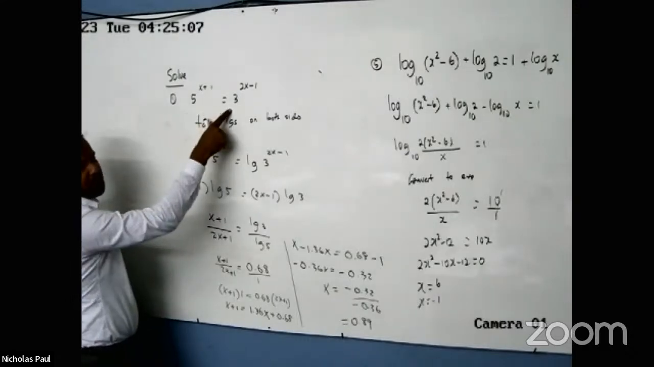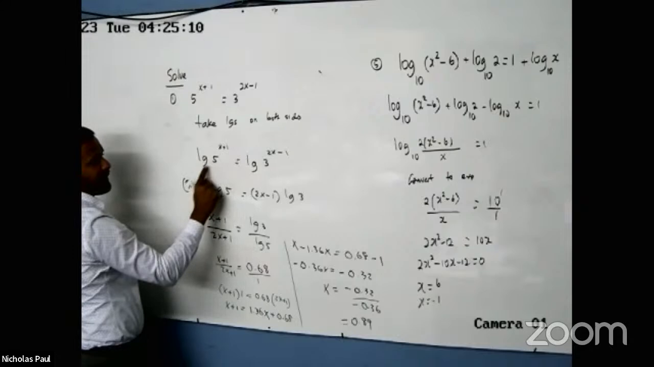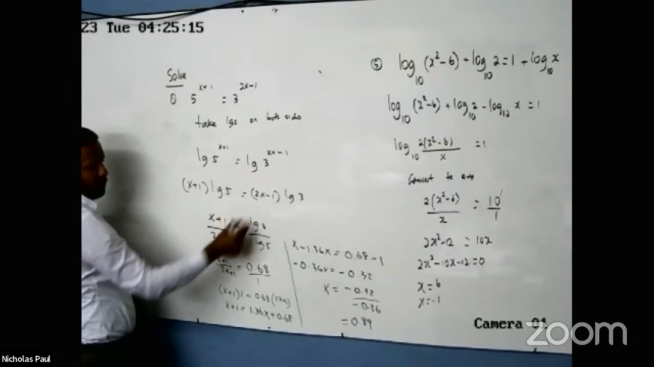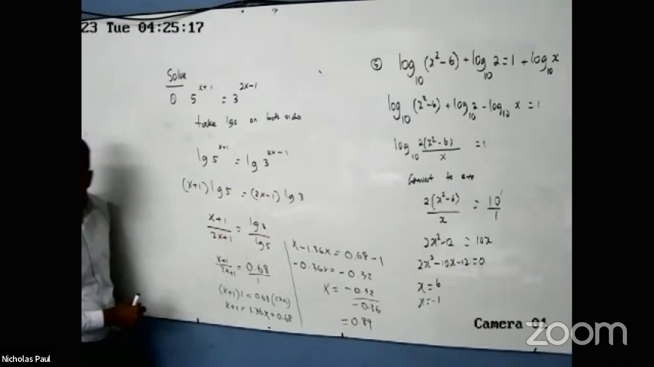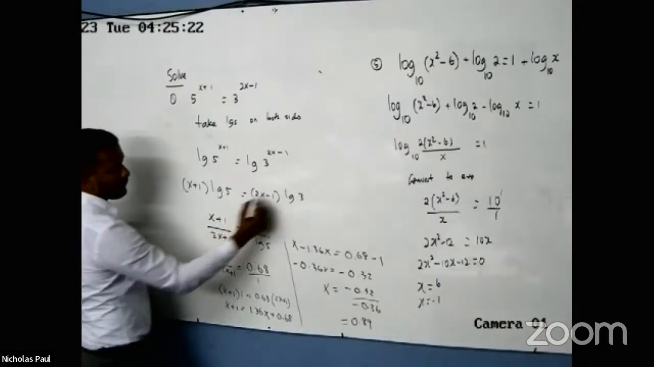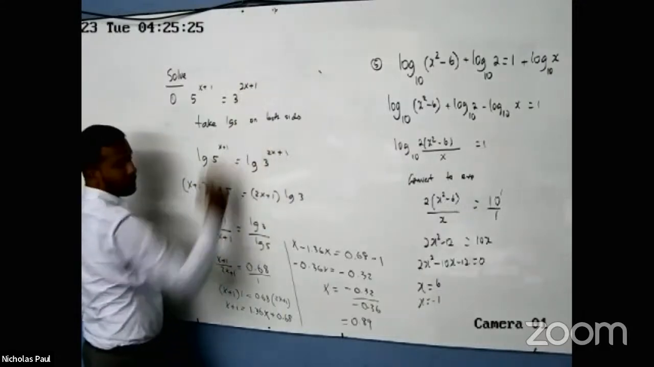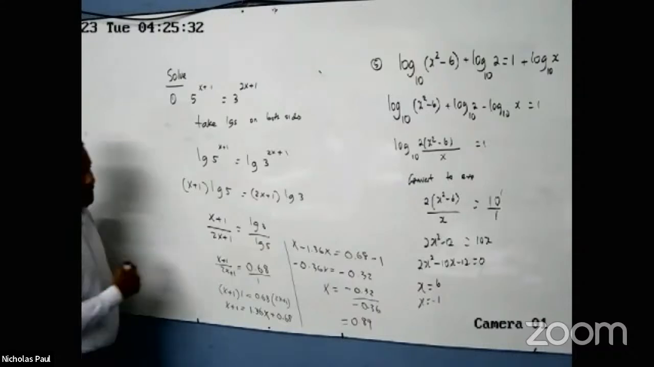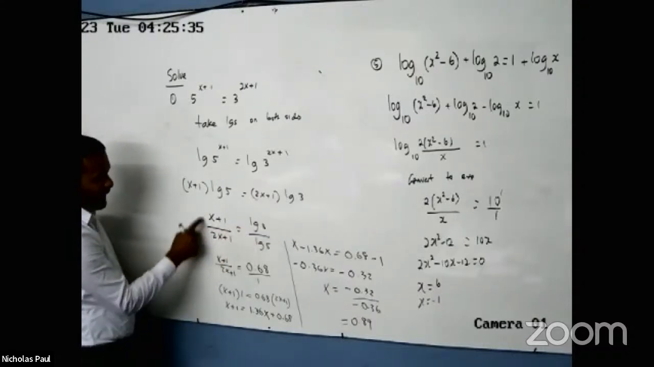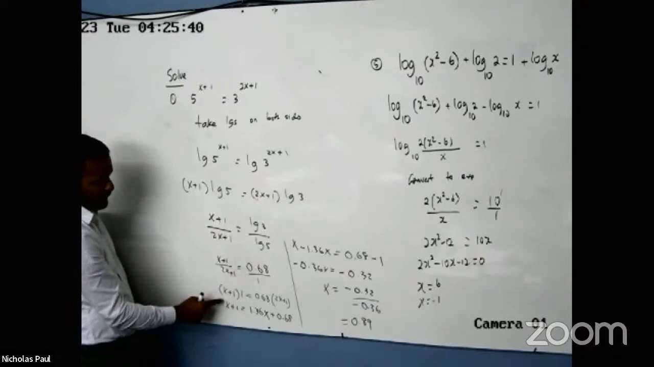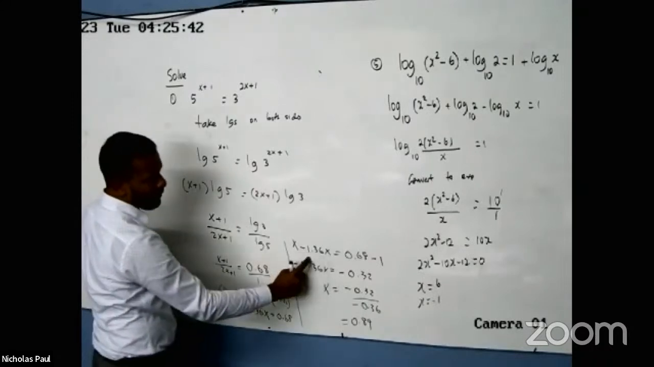So what is it again? I can't convert them to the same base. I take logs on both sides. So I'll take log of this and log of this. Take the power, bring it in front. Bring all the x's on one side, then I cross multiply, then I bring the x's together and I solve for x.